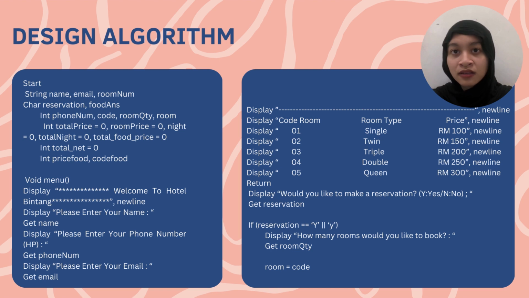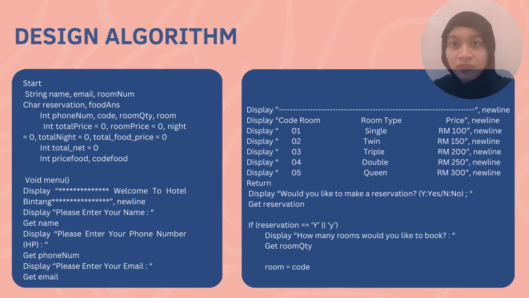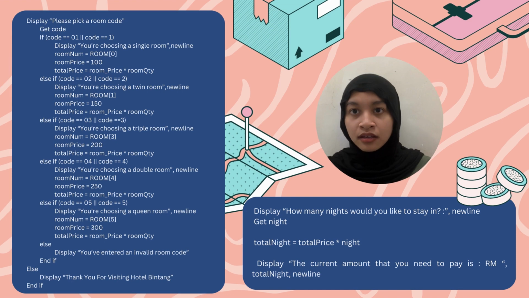And once the user has entered the room code, it will display thank you for visiting Hotel Bintang. However, it also displays the total nights the user wants to stay, and it will require the user to pay the total amount of the reservation. Then the user needs to enter their room code, for example, code 1 is for a single room with its price, code 2 is for a twin room, code 3 is for a triple room, and the last code is for a double room.